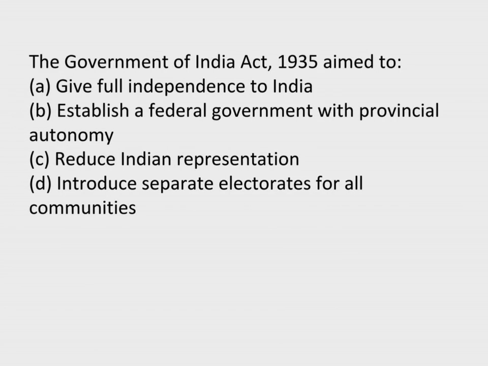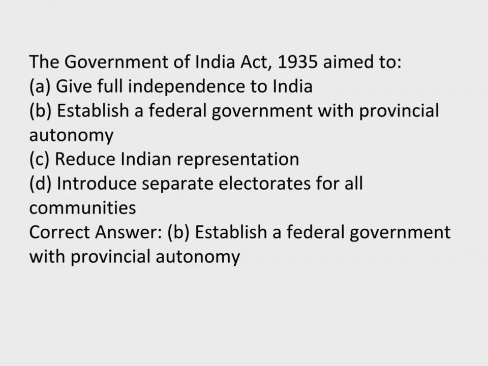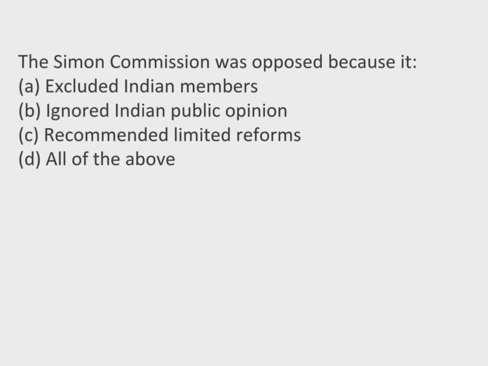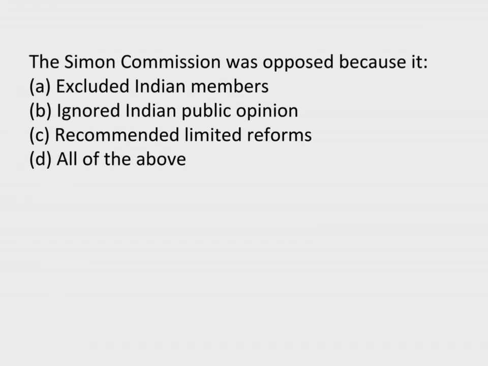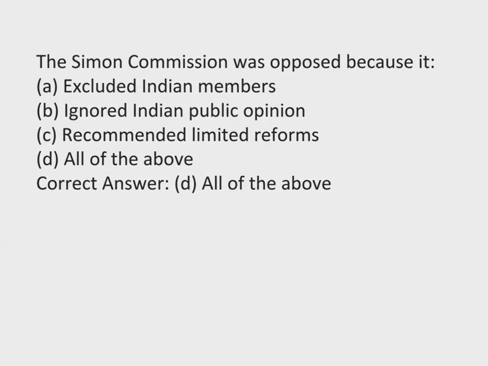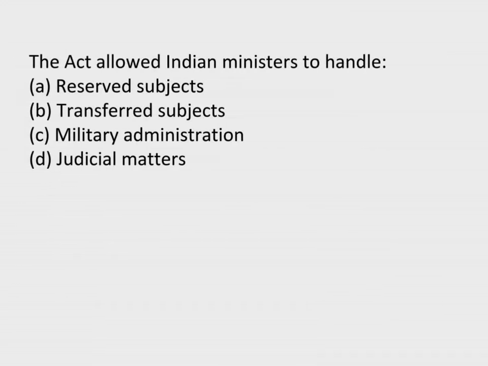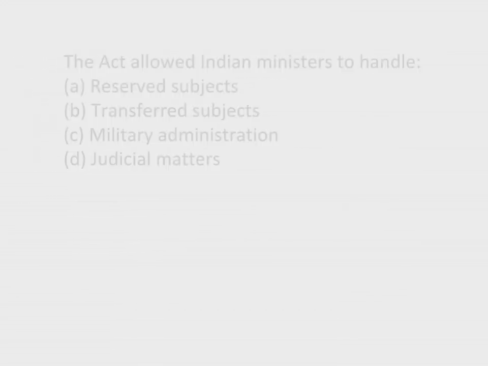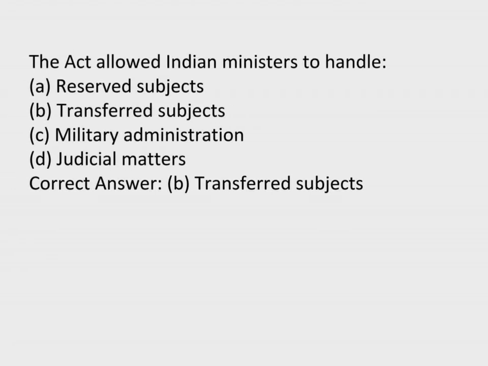18. The Government of India Act, 1935 aimed to. Correct answer, B. Establish a federal government with provincial autonomy. 19. The Simon Commission was opposed because it. Correct answer, D. All of the above. 20. The act allowed Indian ministers to handle. Correct answer, B. Transferred subjects.